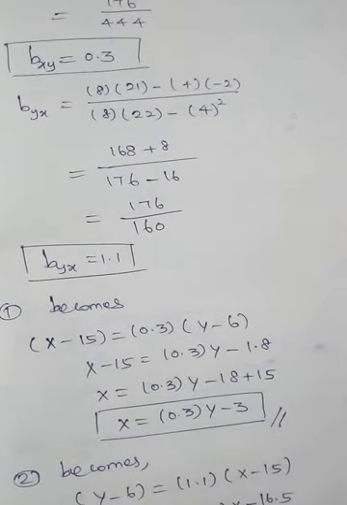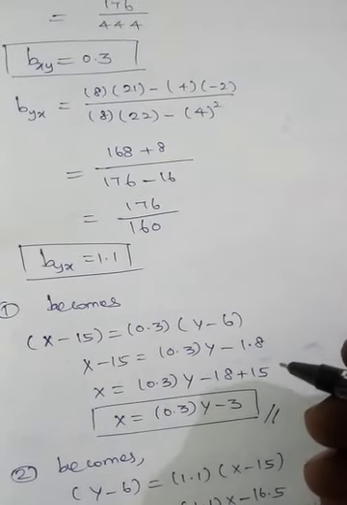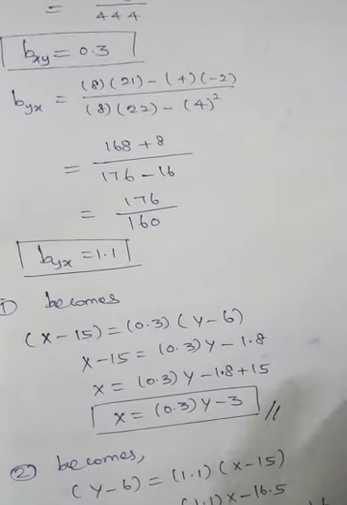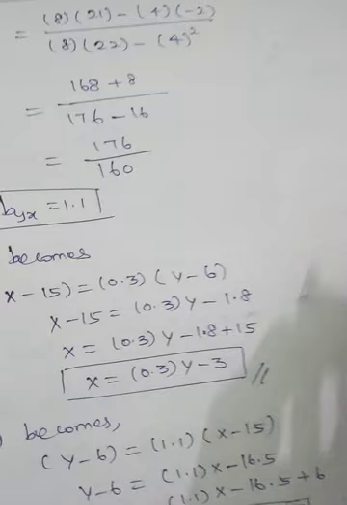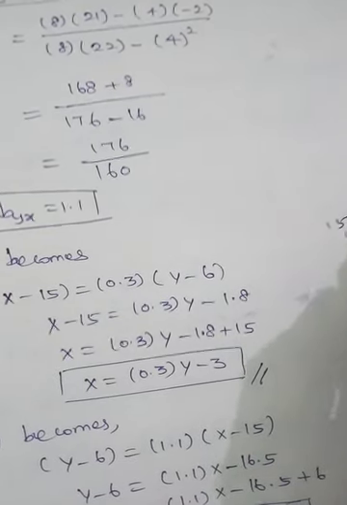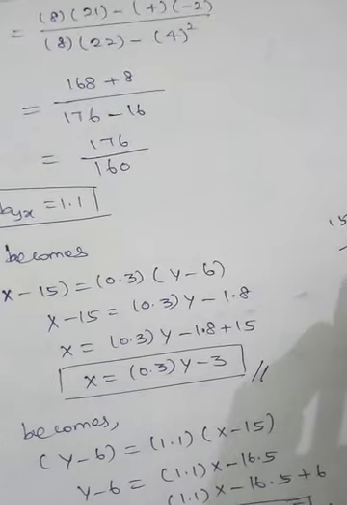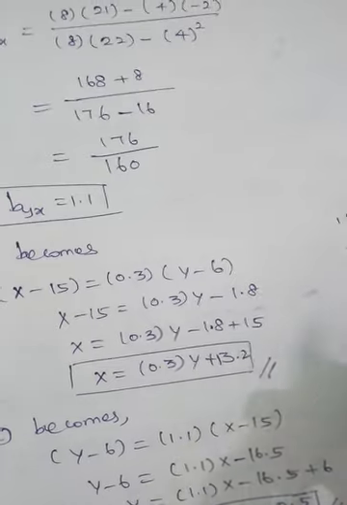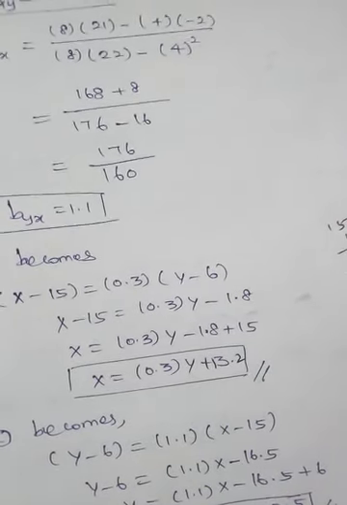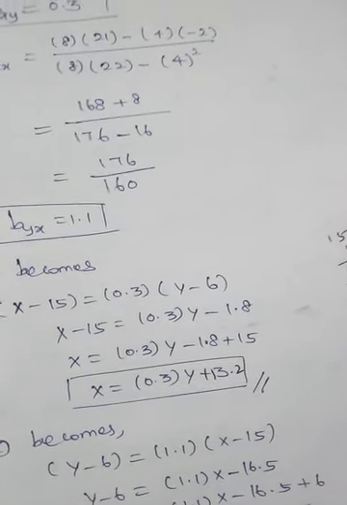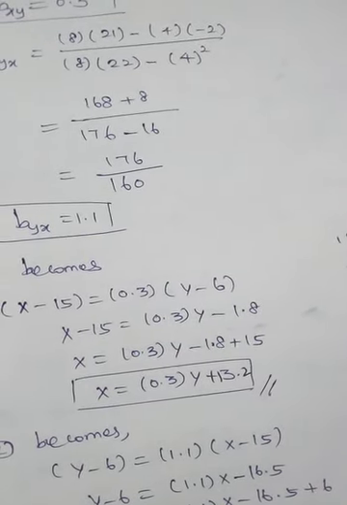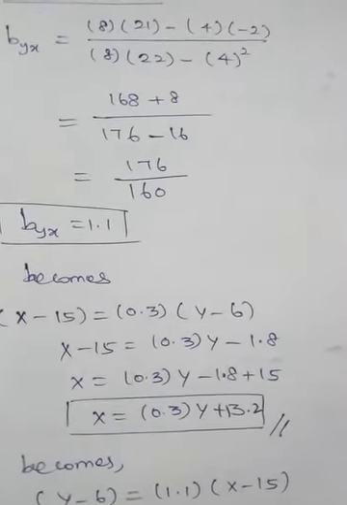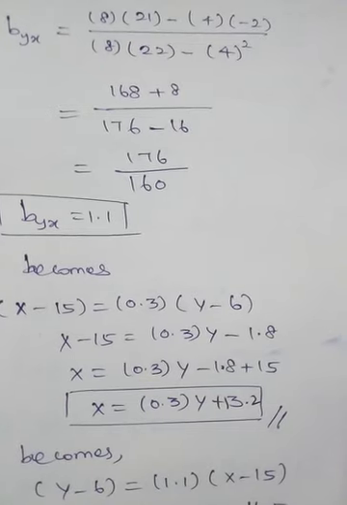1.8. Am I correct? This is 1.8 plus 15. So what will happen? 13.2 is the answer. Am I correct? Isn't it? So this minus 15 goes to this side, and then we have 1.8 on the right hand side with minus. Then just subtract these two values, we will get capital X is equal to 0.3 into y plus 13.2.